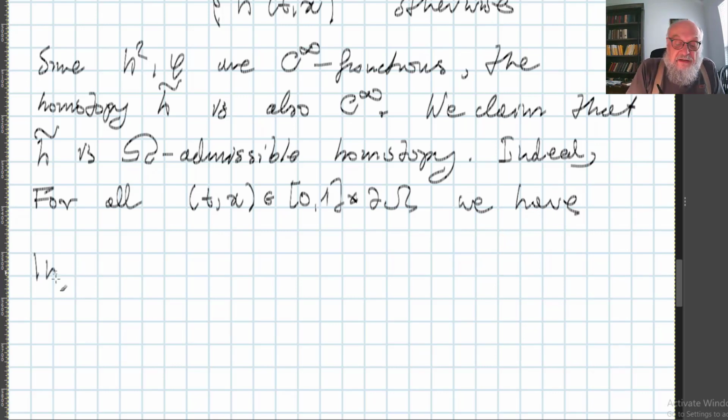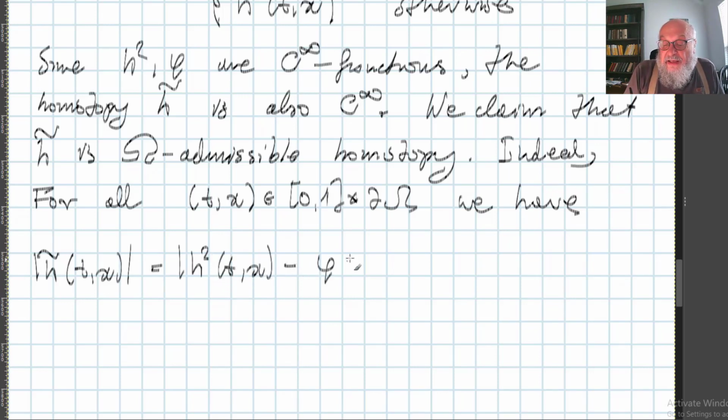And then we have here, let's put it like this, h tilde t x, which is equal, well, that will be equal h2 t x minus phi t, and we have two cases. So maybe let's say this is for the first case, that t is smaller than mu. The other case you'll be doing exactly similarly.